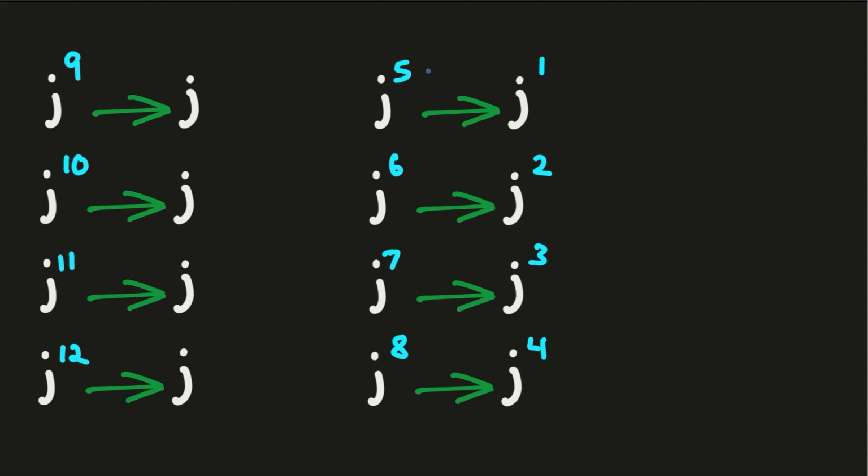So what can we conclude? Whenever we have a power above 4, we simply subtract 4, and we would be left with the original 4 powers. The original 4 powers.